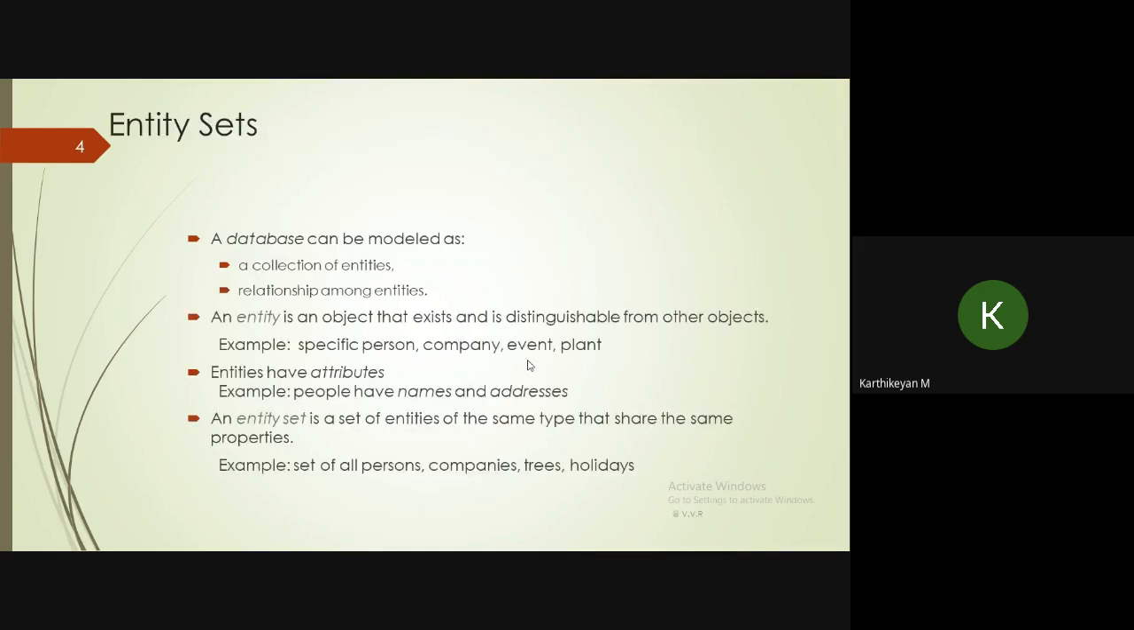Okay. In this unit, we are going to discuss the ER model. What does E stand for and R stand for? E stands for entity, R stands for relationship. So we call it the entity relationship model, ER model. The ER model is represented with the help of ER diagrams, entity relationship diagrams. Before that, we have to understand what is meant by entity and entity set.